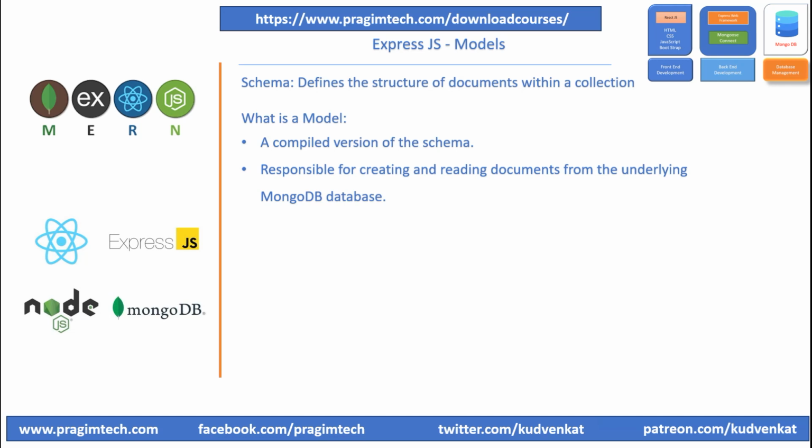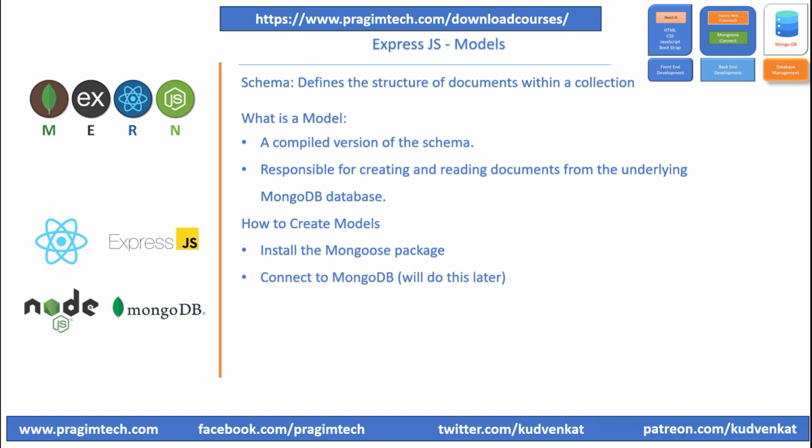We need to follow these steps to create a MongoDB model with Mongoose. At first, we need to install the Mongoose package into the project. Once that is done, we need to connect to MongoDB by setting up a connection. We'll do this step later. However, the third step is to define a schema to represent the structure of the documents. And then we will compile the schema into a model. Once the schema is compiled and created as a model, we will use that model in the application. Let's now switch to the coding and get going.